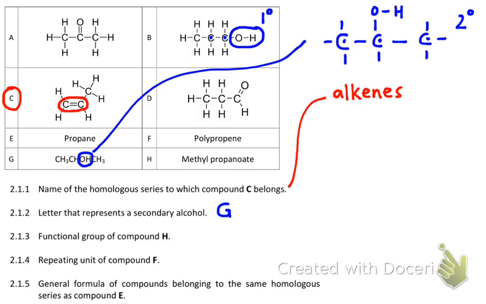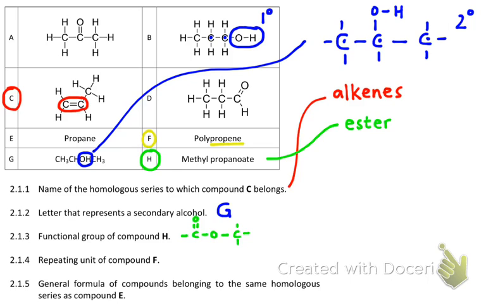2.1.3: Functional group of compound H. There's H, it's methyl propanoate, and that's an ester, and so the ester functional group is the C double bond O, single bond O, attached to another carbon.